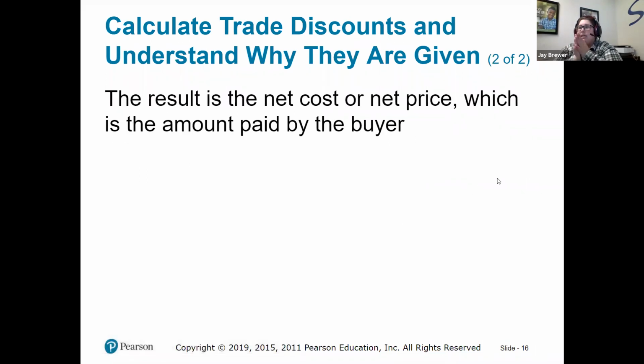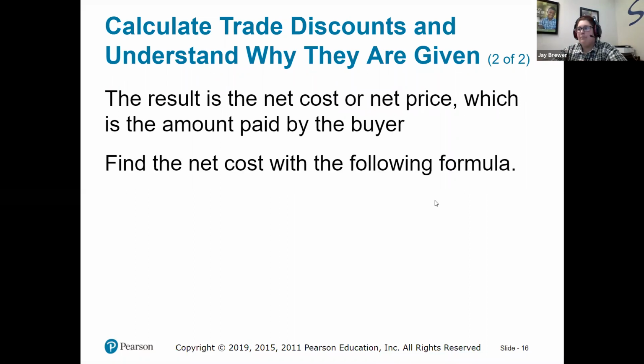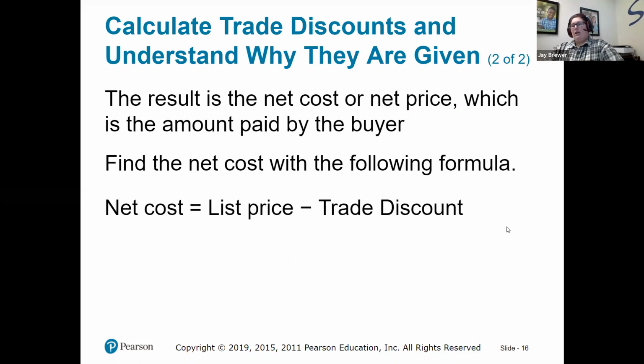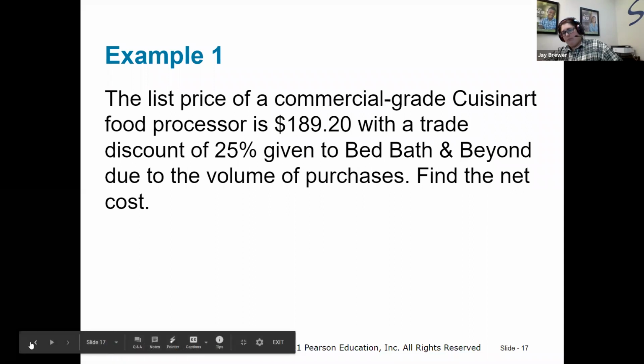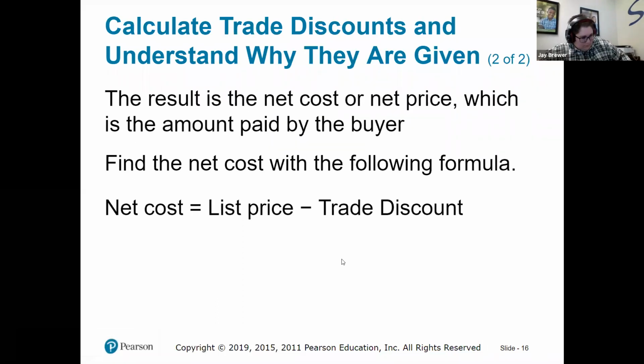Calculate trade discounts and understand why they are given. The result is the net cost or net price, which is the amount paid by the buyer. Find the net cost with the following formula. Net cost equals list price minus trade discount. All right, I'll go back in case you guys are taking notes. Anyone have any questions up to this point? Okay.